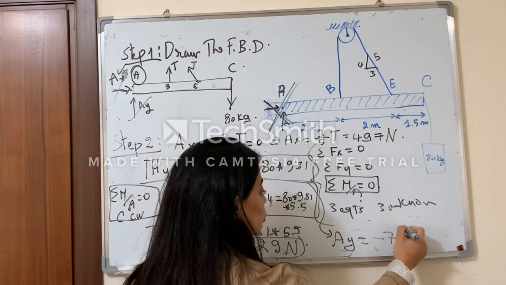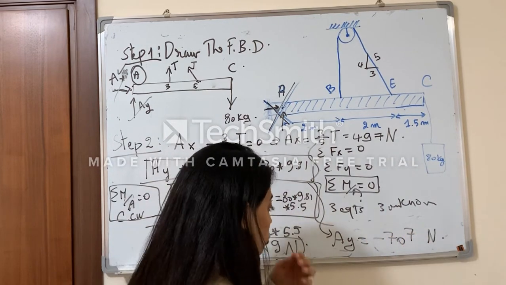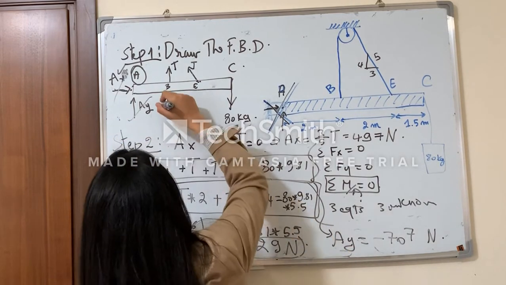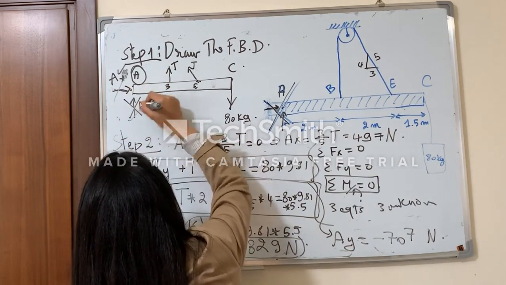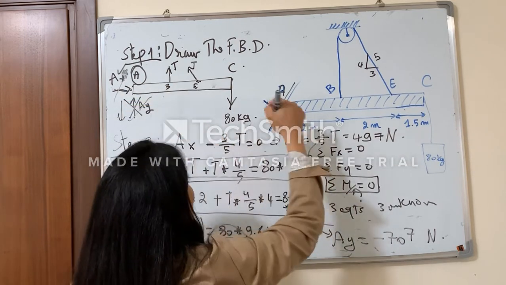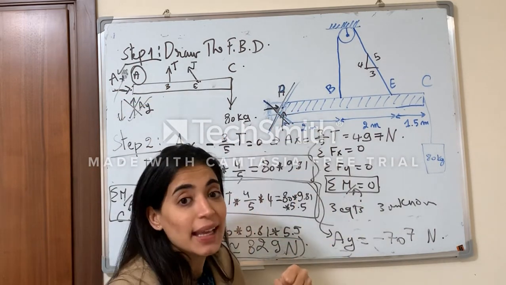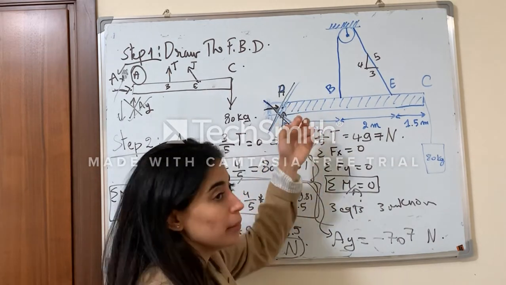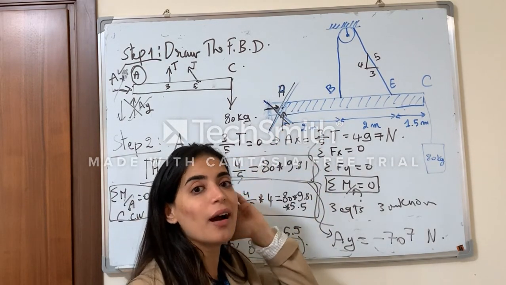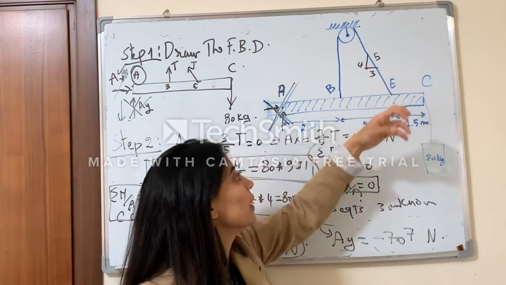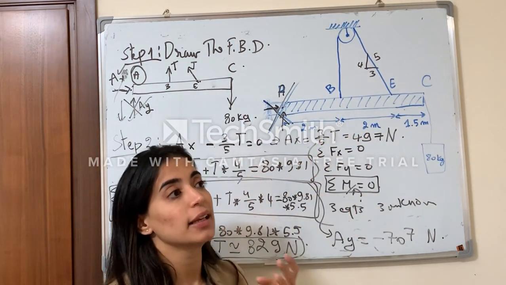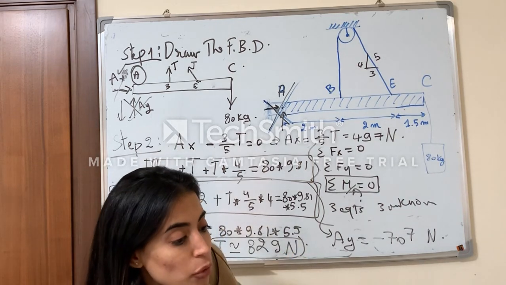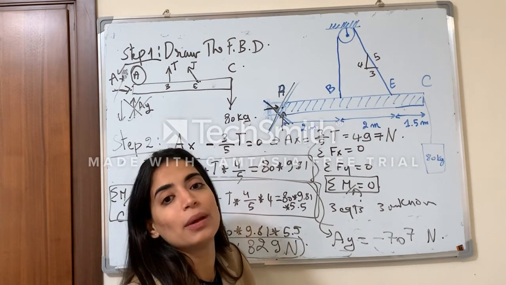Minus 707 Newton. Which means what? This means guys that Ay should be downward. It is not upward, it is downward. Which means guys that this pin is doing a downward force on this beam, and this is to overcome the tension at B and A. So basically guys, here the pin is doing a downward force to keep this beam in equilibrium.